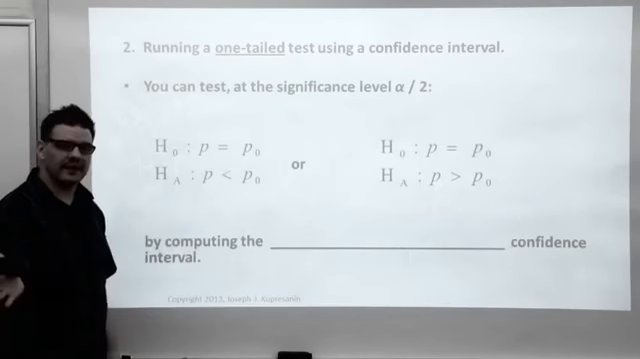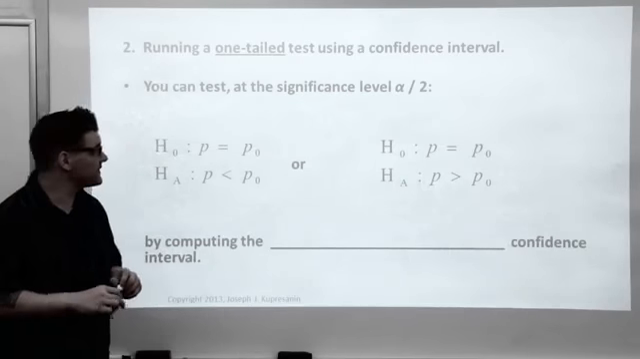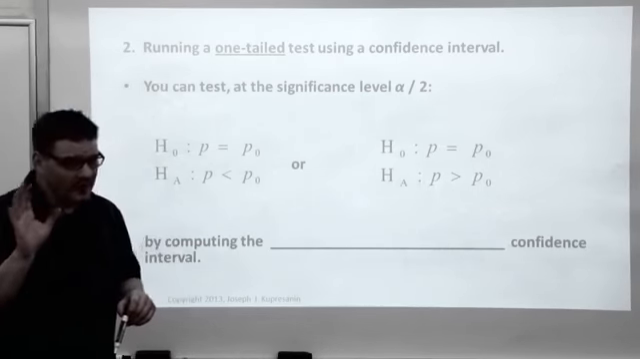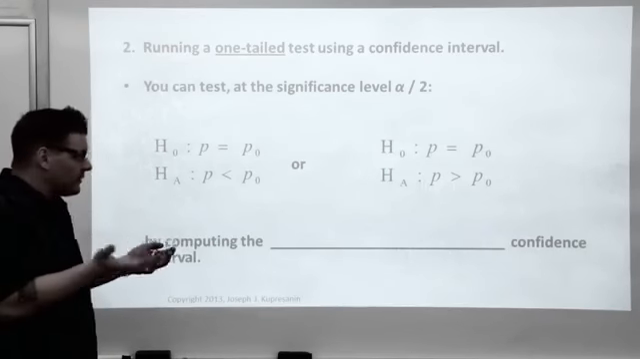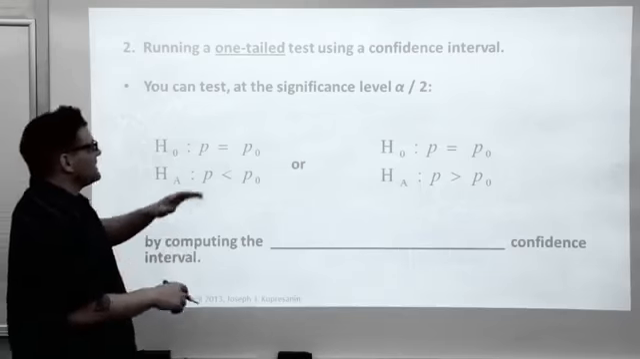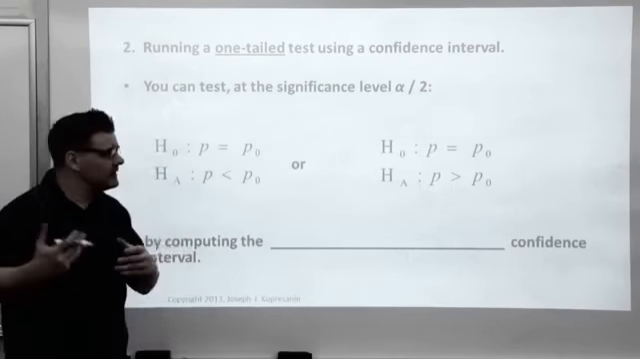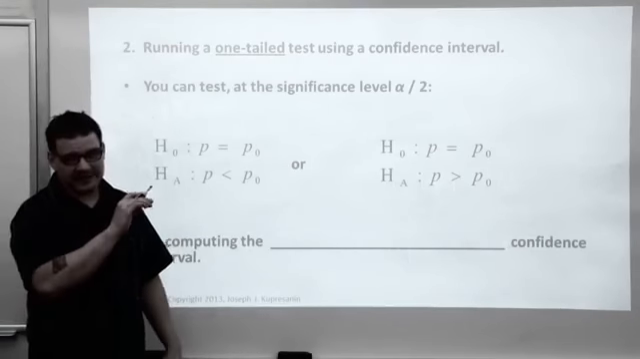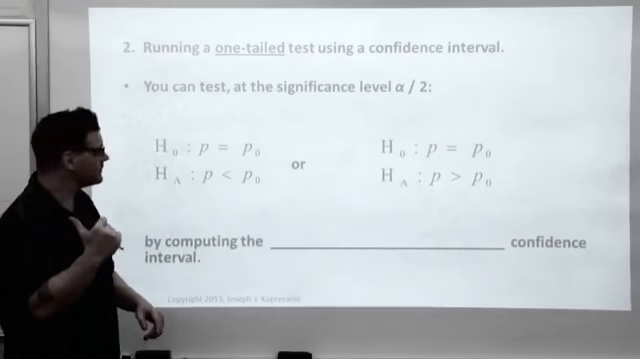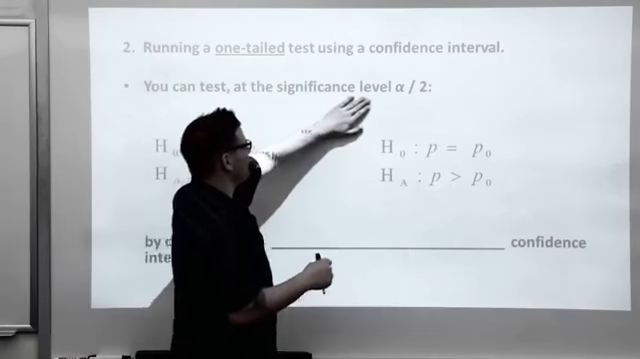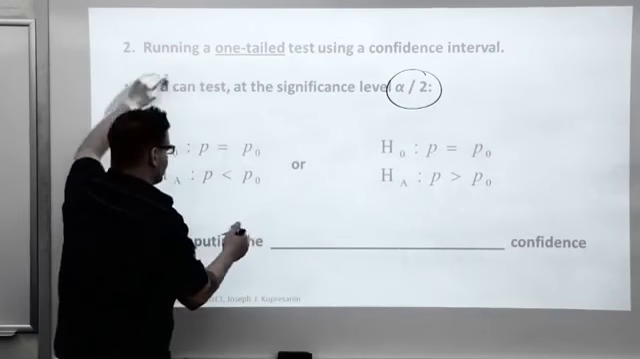One-tailed tests, greater than or less than tests. We can still test those using a confidence interval. The only thing is with the alpha level. At what alpha level would we be able to reject? Since we're only looking at the upper tail or the lower tail, I need to take the alpha and chop it in half because I'm not looking to both sides, I'm only looking up or down. You can test at significance level alpha divided by 2 for a one-tailed test.